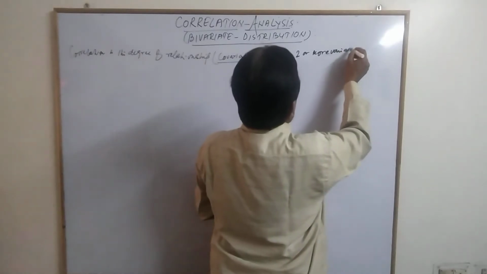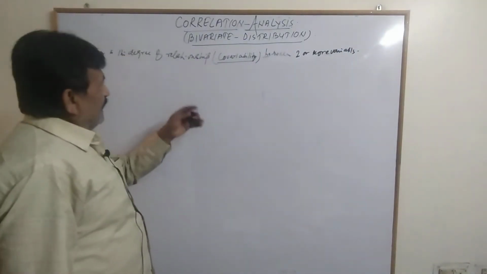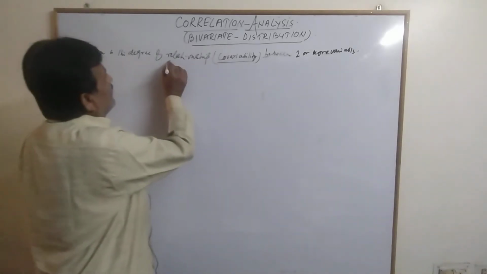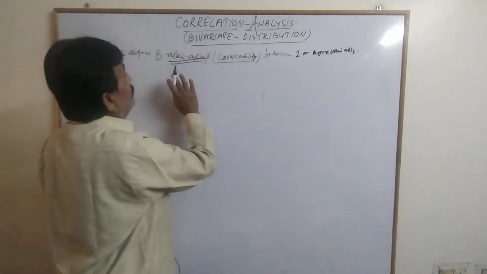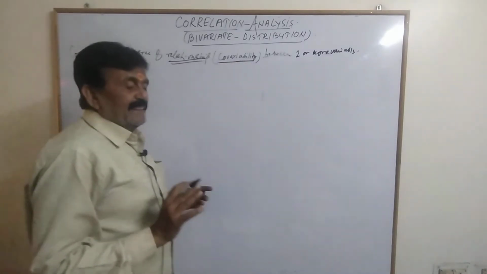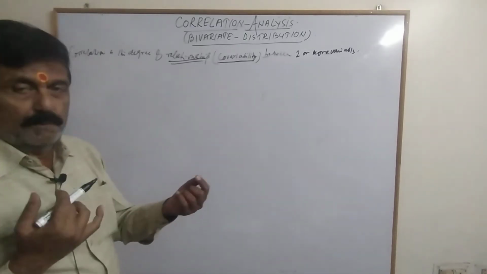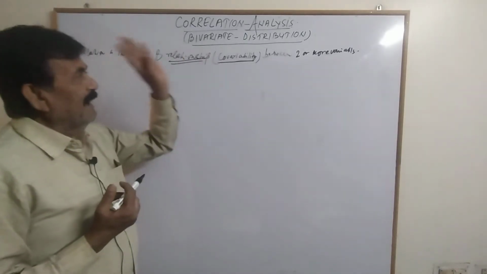Once again to repeat, here in statistics, this relationship between two or more variables means how far they co-vary together. That is the tendency of moving together either in the same direction or in opposite directions. This is what covariability means.